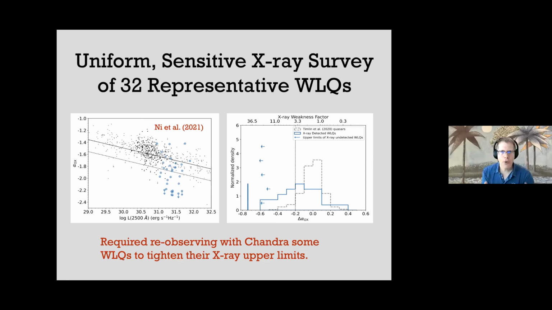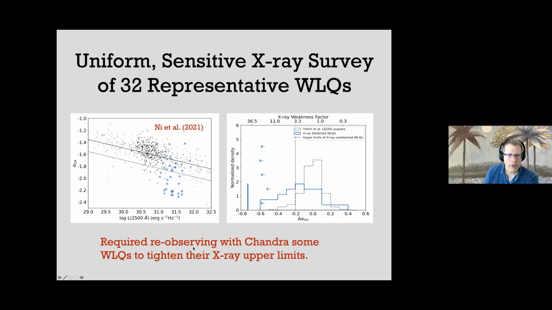to perform a uniform sensitive X-ray survey of a sample of 32 representative weak-line quasars. These systems were found originally in small numbers. People just started doing ad hoc pot shots at them, but there wasn't really a high quality, uniformly observed sample. And that's what we're trying to do with this sample of 32. And this is in a paper that we're currently working on, led by Qingling.